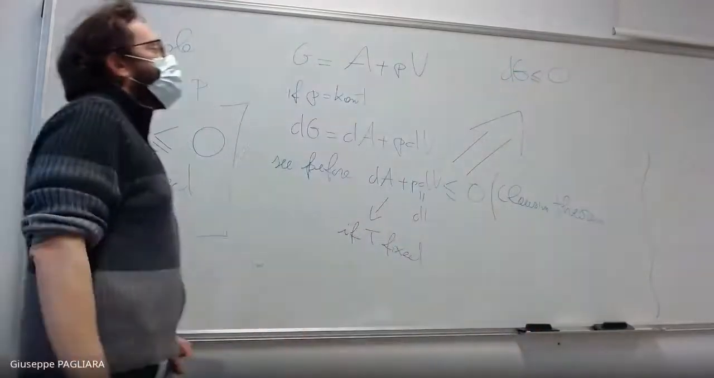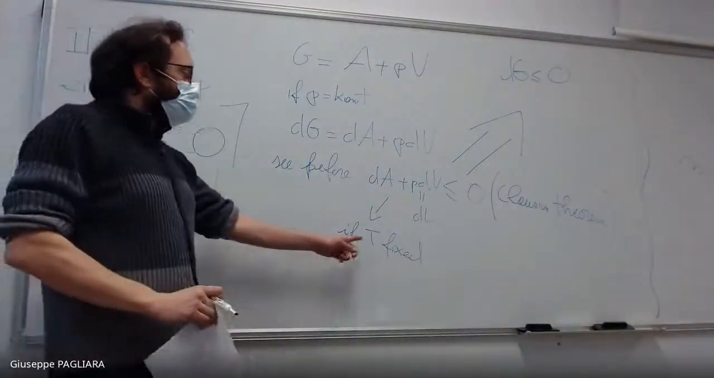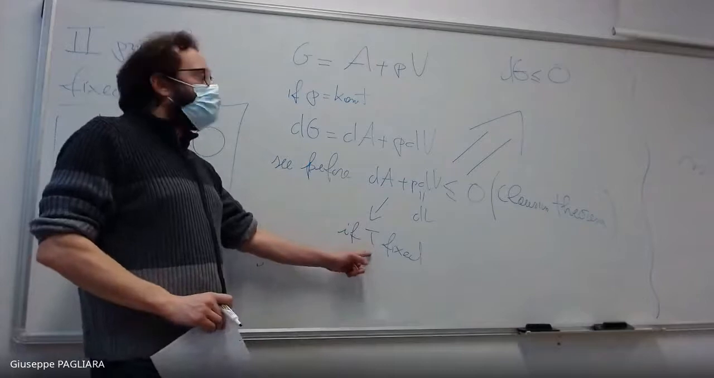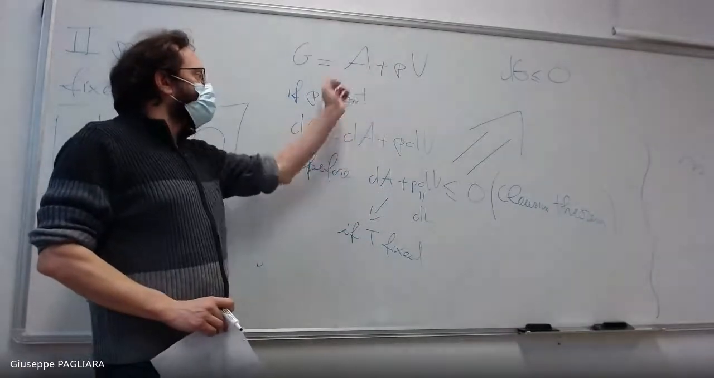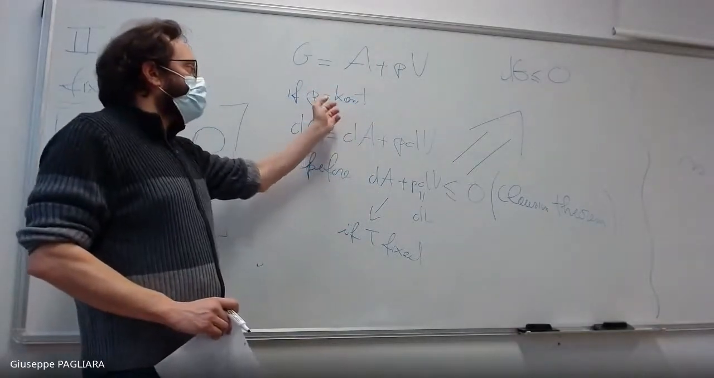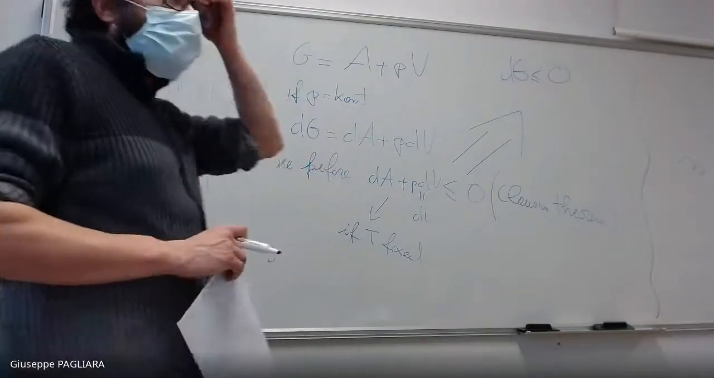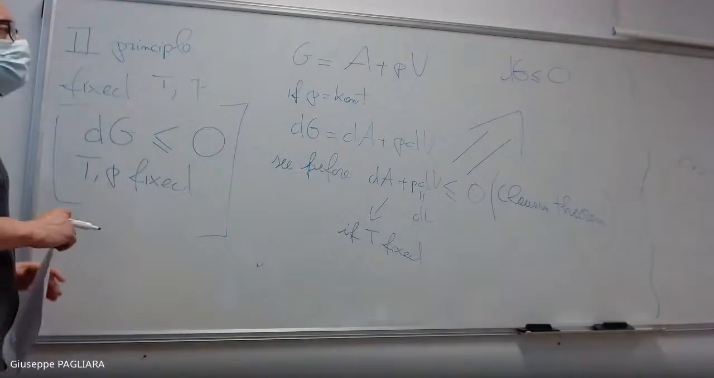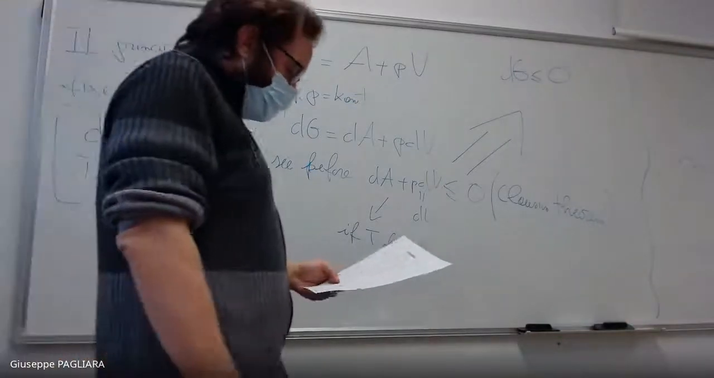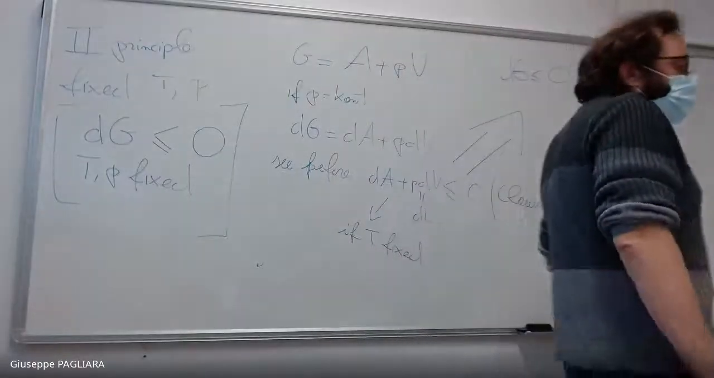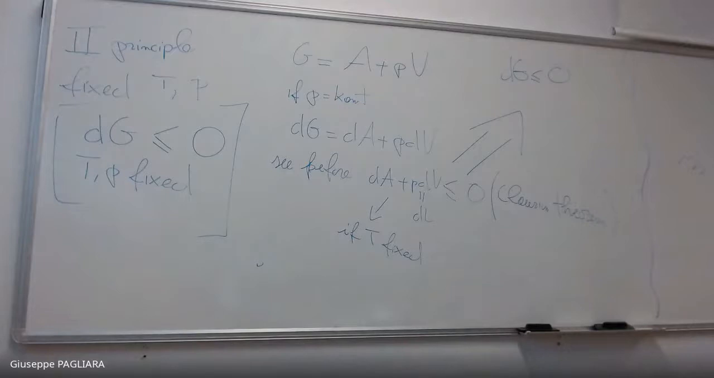So I have basically added to the assumption that we made before another assumption which concerns the pressure, the fact that the pressure now is constant, and then I get that dG is decreasing in time. Okay, so the system will evolve in such a way to minimize the Gibbs free energy.